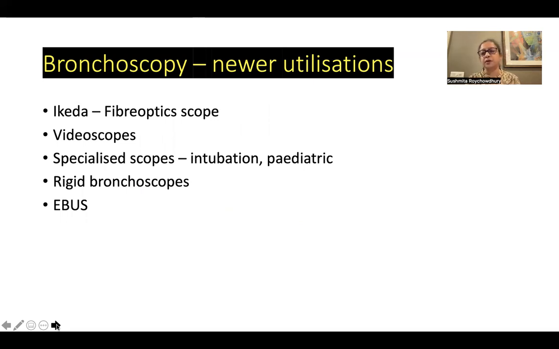But bronchoscopy is the key diagnostic technique, which has been used for years and years and has helped us in guiding everything that we can. It has gone from the fiber optic scopes, where we had to look inside the eyepiece, to video scopes, to specialized scopes for intubation and pediatric bronchoscopes. And the rigid bronchoscope made a return in a big way, and endobronchial ultrasound that we have worked.